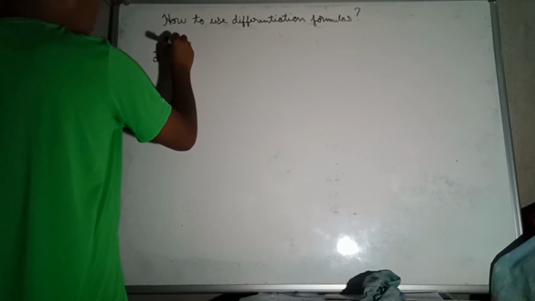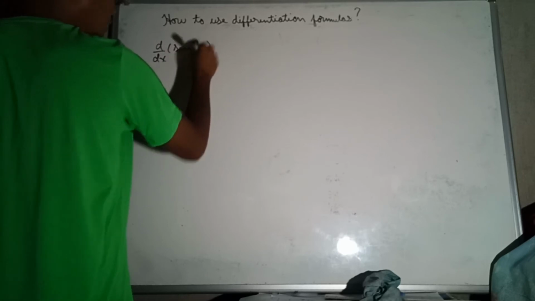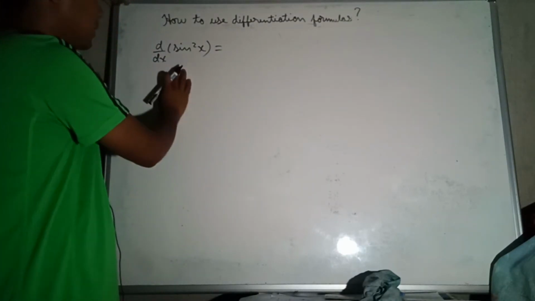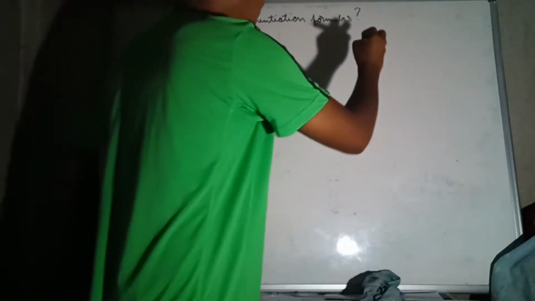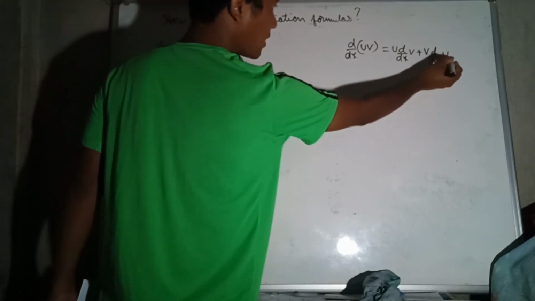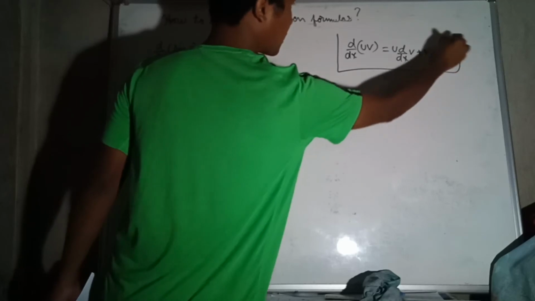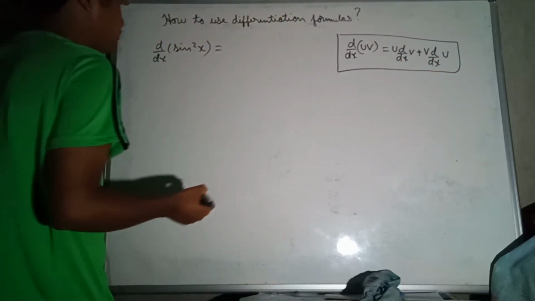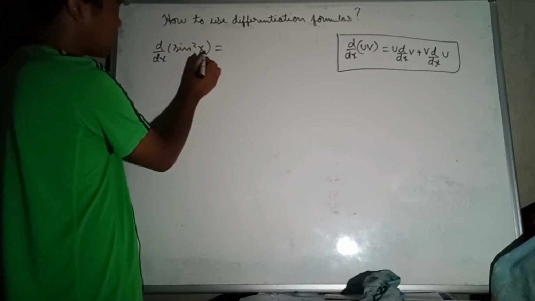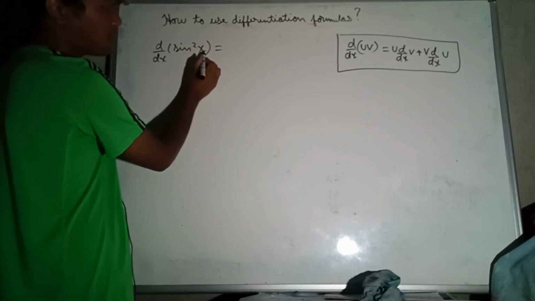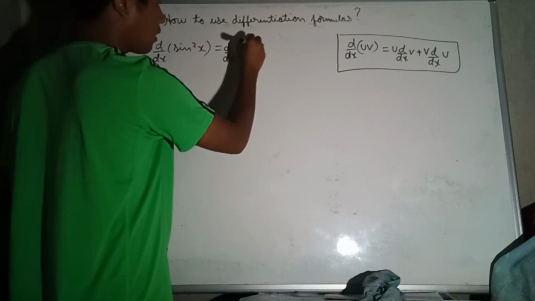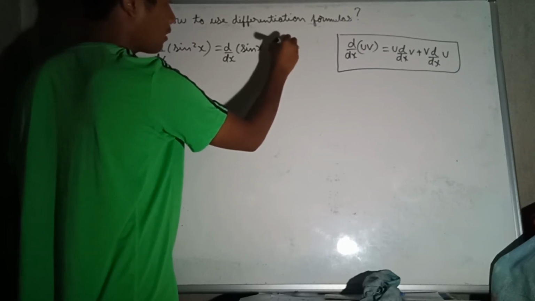Now d/dx of sin squared x. So there's a formula, d/dx of uv is equal to u d/dx of v plus v d/dx of u. Remember that uv formula. Sin squared x we can break as sin x into sin x. So this is equal to d/dx of sin x into sin x.